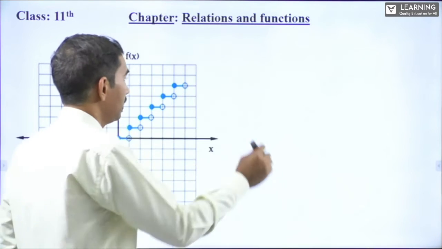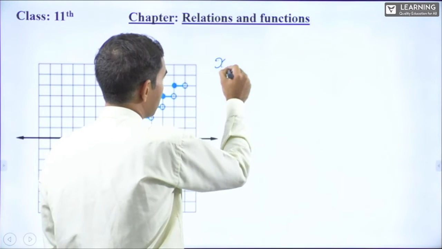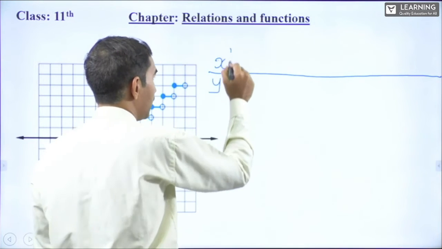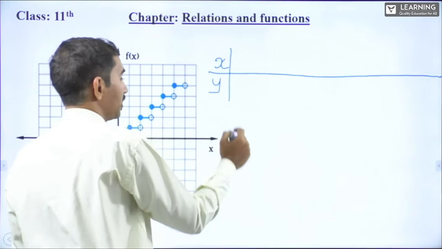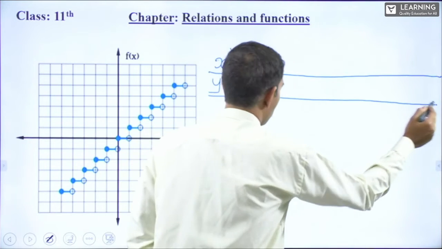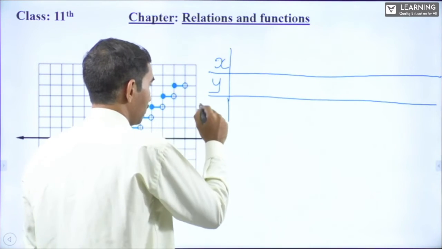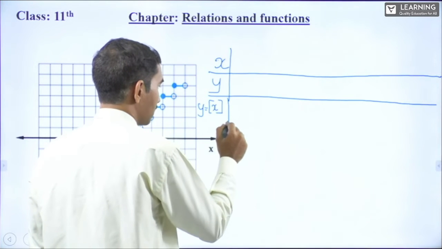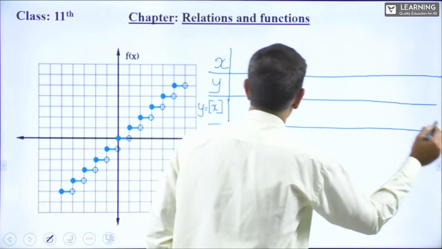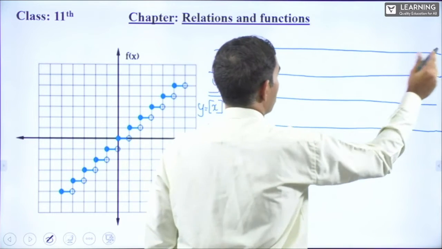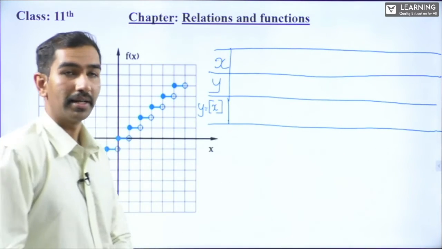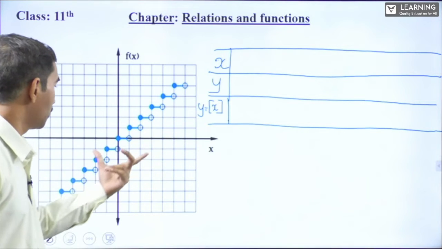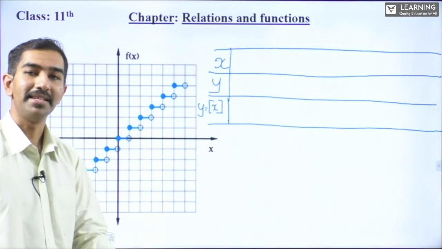So for example, let us take the values of x. Okay, and let us take the values of y. Okay, here what is the function? Here that also we'll write down. Y is equal to greatest integer function of x. Okay. So try to understand this table first. Okay, try to understand this table. I'll go very slowly. Once you understand this table, this graph becomes very easy. You can understand it easily.